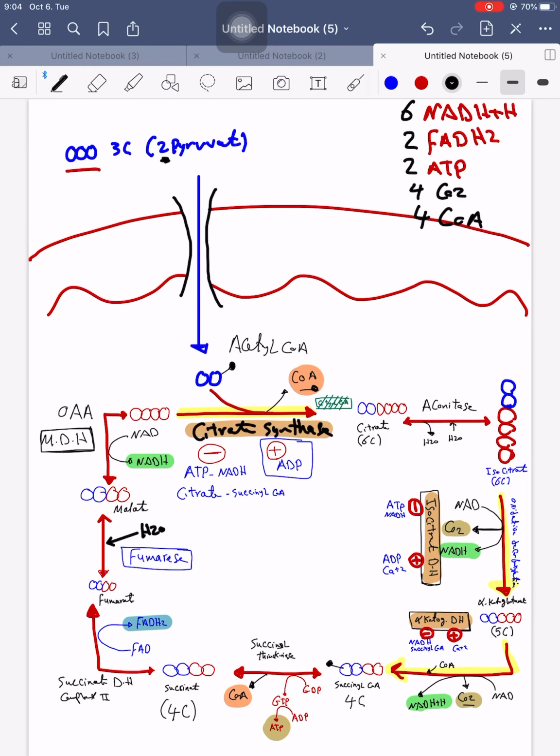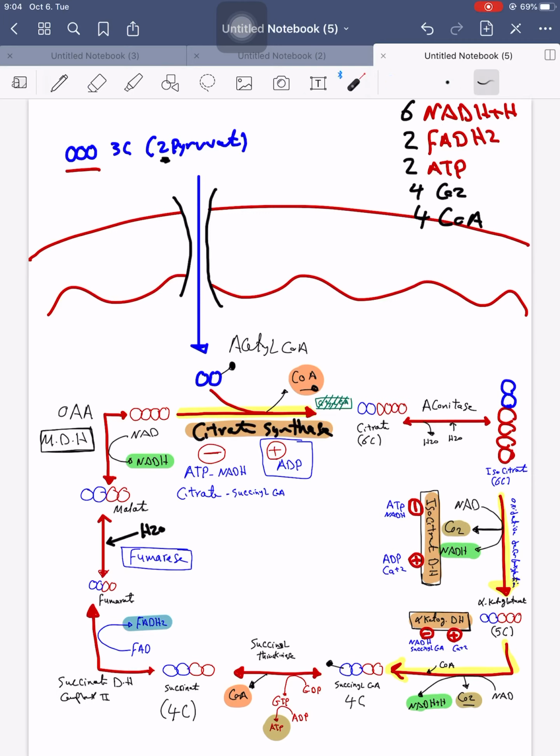So here is what is produced from the citric acid cycle. There is one question we didn't cover yet. Why is oxygen required for the citric acid cycle while there is no oxygen in any step? You told us that oxygen is needed here. So the answer to the question is like this, guys.